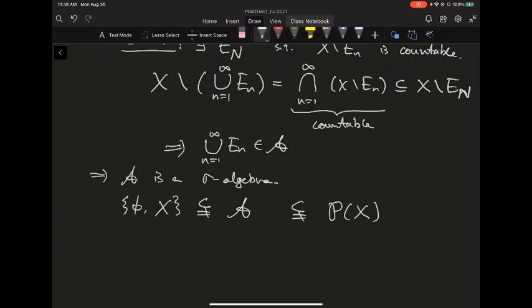This sigma algebra is really interesting. You will see this in your assignment. In the next lecture, we are going to go through more properties of the sigma algebra.